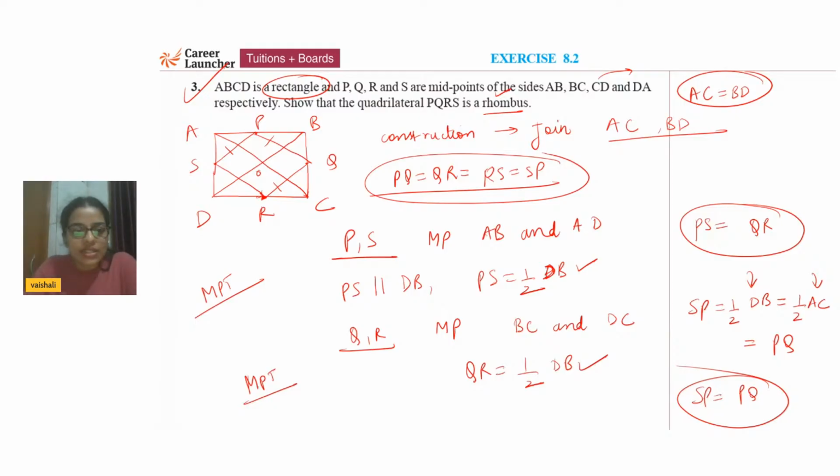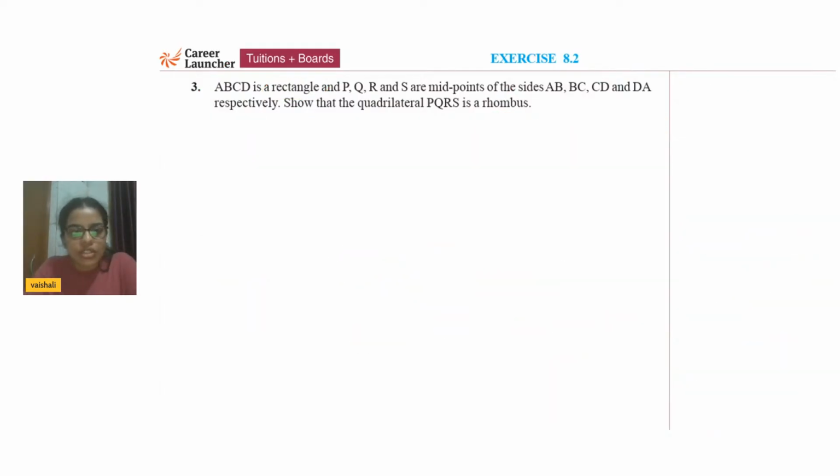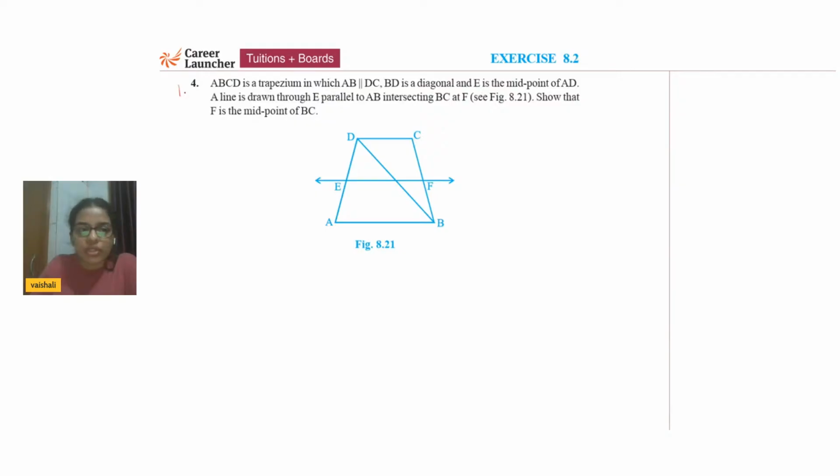Now let's look at the next part, which is question number 4. In question number 4, we have ABCD, a trapezium where AB is parallel to DC. We can see in this particular figure that AB is parallel to DC, and BD is a diagonal. That is also visible. Now just remember that it is given that E is the midpoint of AD, right?